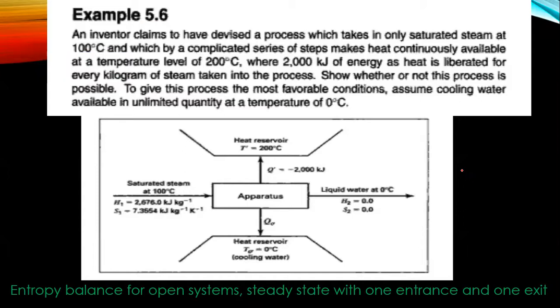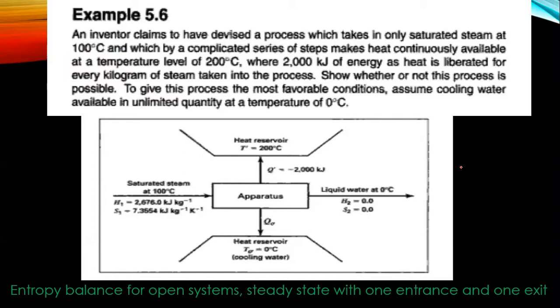So the process only uses saturated steam at 100 degrees Celsius, and which by a complicated series of steps makes heat continuously available at a temperature of 200 degrees Celsius, where 2,000 kilojoules of energy as heat is liberated for every kilogram of steam taken into the process. Show whether or not this process is possible. So to give this process the most favorable condition, assume cooling water available in unlimited quantity at temperature of 0 degrees Celsius.